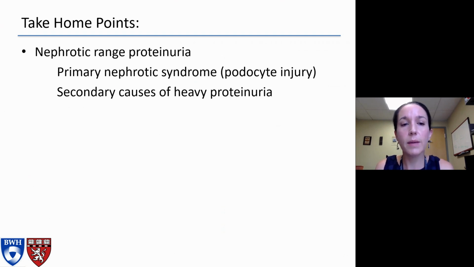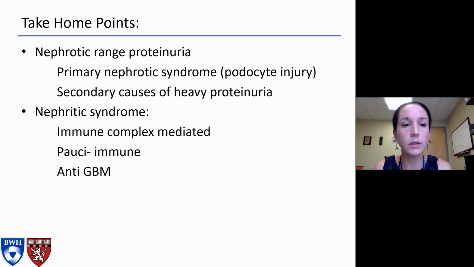Nephrotic range proteinuria can be due to primary nephrotic syndromes or one of those secondary causes of heavy proteinuria. The nephritic syndromes can arise due to immune complex mediated glomerulonephritides, post-immune GN or anti-GBM disease.